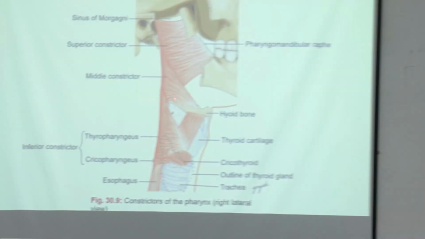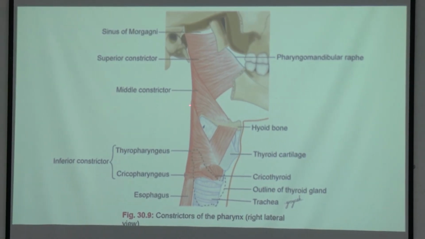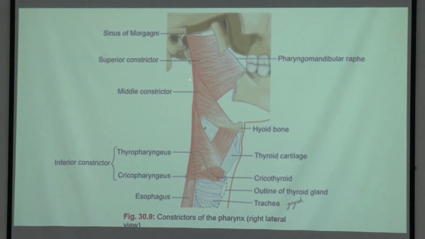So ultimately this is, in the midline, which is the pharyngeal raphe. So that is the insertion point. The next one is the middle constrictor, which is taking origin from the greater cornu of the hyoid bone and also from the lesser cornu, and it goes back and is inserted into the pharyngeal raphe and the pharyngeal tubercle.